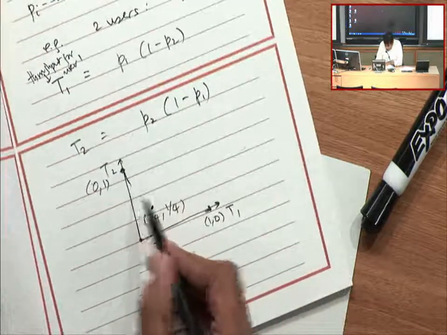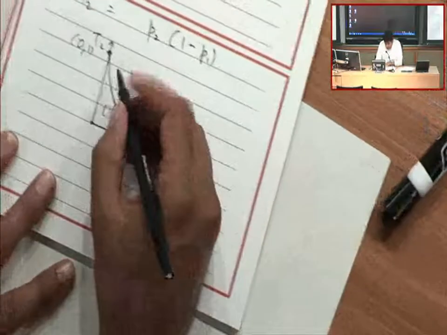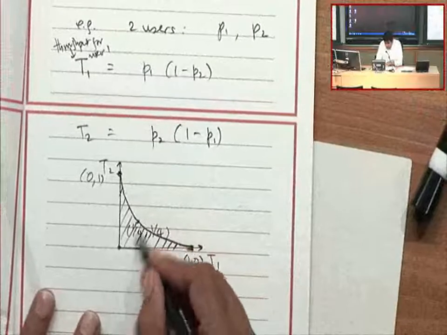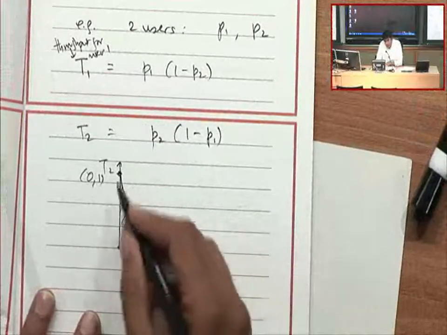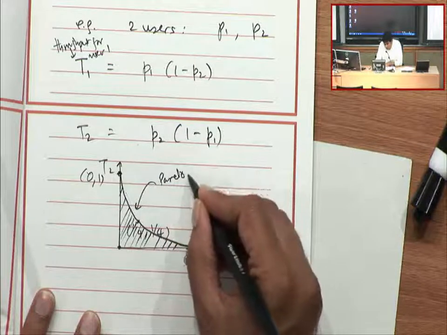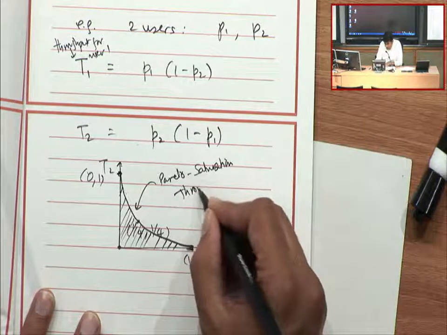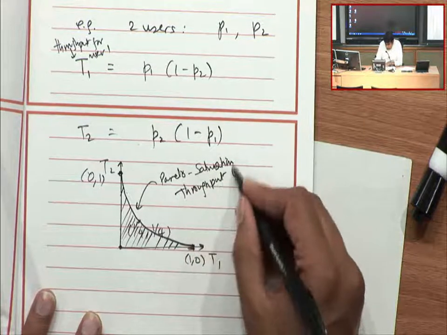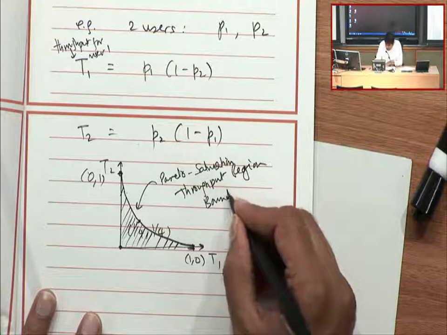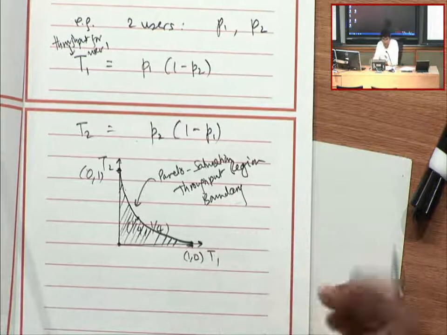So the question is, what does the whole throughput region look like? And it ends up looking something like this. And we said that every possible pair of throughputs would lie under some curve, and this outer boundary is sometimes called the Pareto boundary of the saturation throughput region.